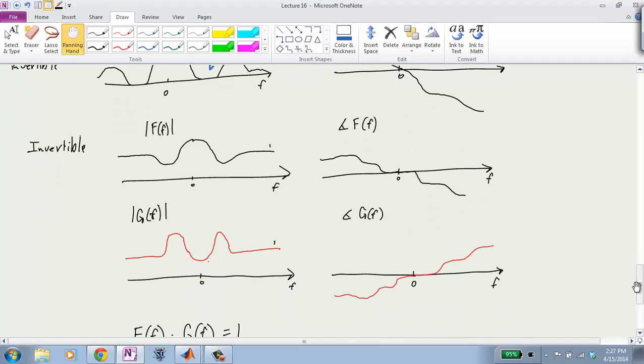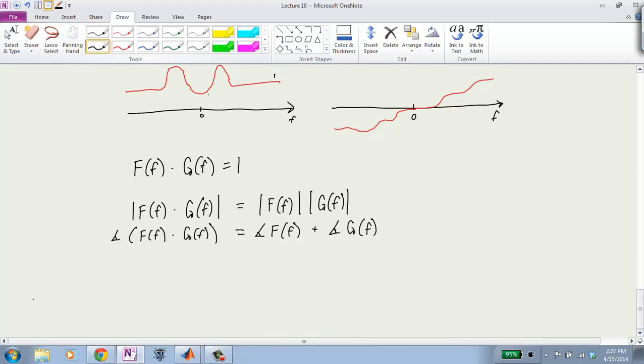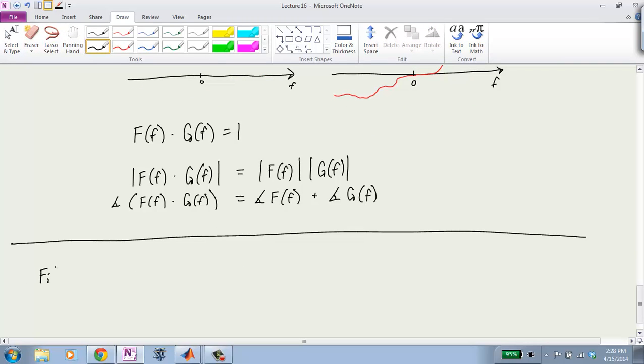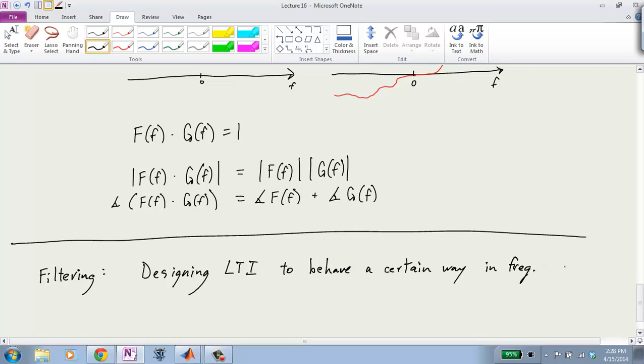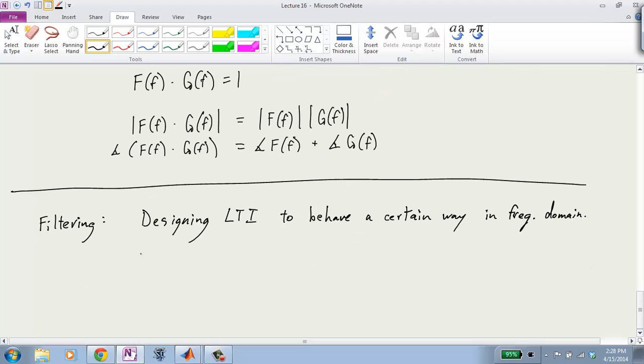For example, filtering is really designing LTI systems to have a certain frequency response, to behave a certain way in the frequency domain. Usually you design it for its frequency domain behavior. So what that means is you're designing h of t, and we have H of f, which is the Fourier transform of what we design. We call this a number of things. You've heard me today call it frequency response many times. Sometimes it's called the transfer function of a system.